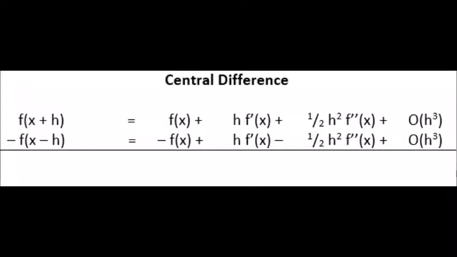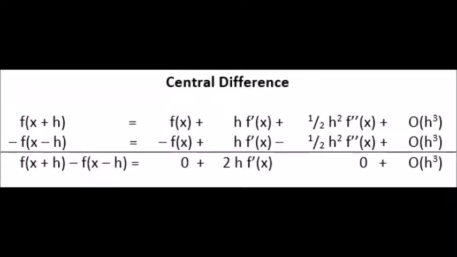For clarity, I've distributed the negative sign to each term in the second row. Adding a negative is equivalent to subtracting, and this can be done term by term. The result can be seen here. Notice that f of x canceled out, along with the term for f double prime.